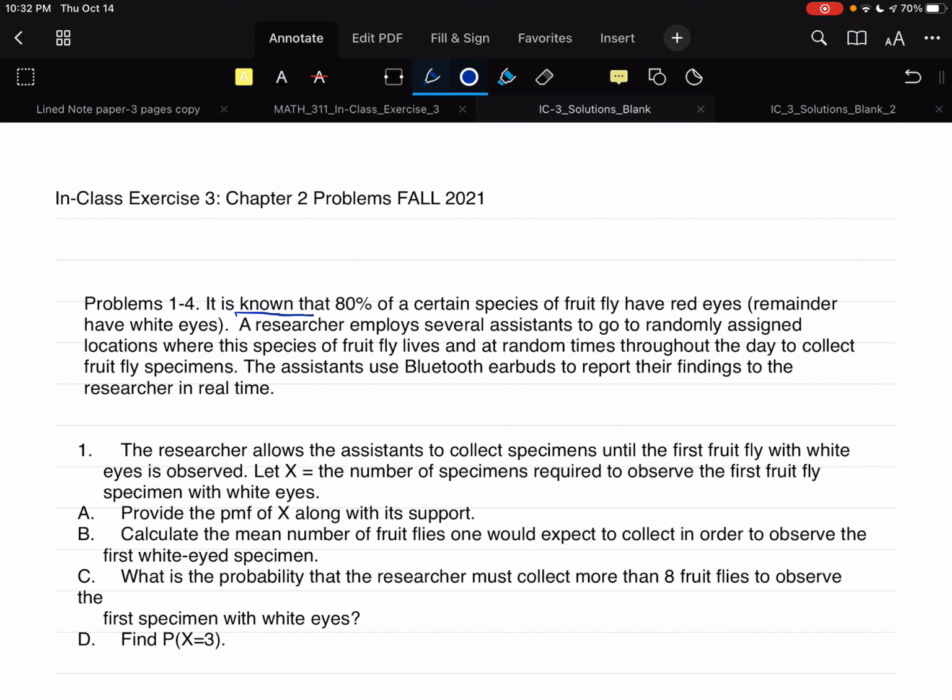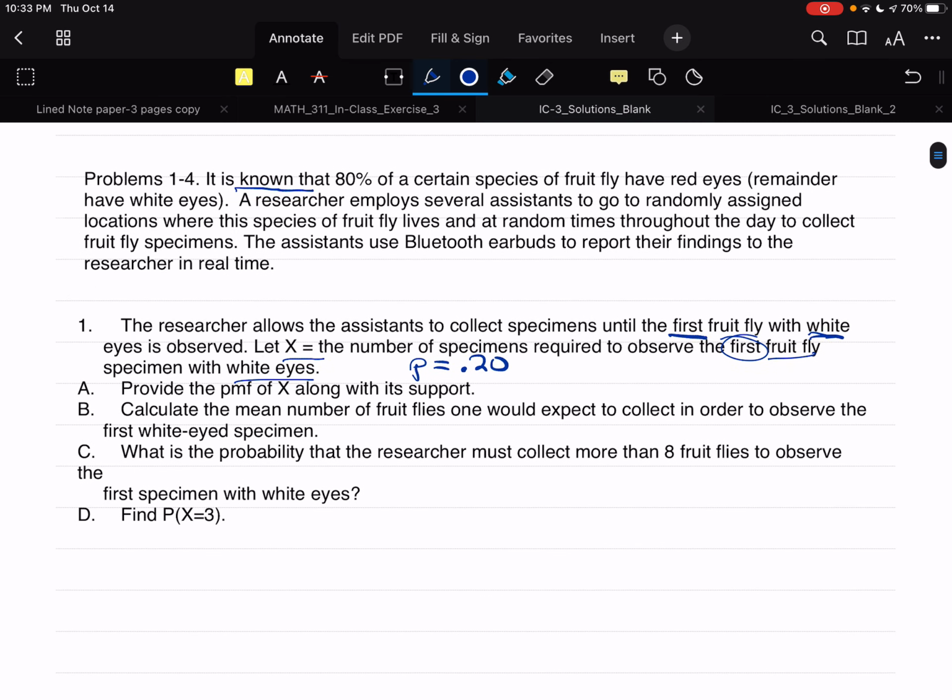So problem number 1 says the researcher allows the assistants to collect specimens until the first fruit fly with white eyes, not red eyes, but white eyes, is observed. And we say to let X equal the number of specimens, these are fruit flies, that have to be collected or observed until we get the first fruit fly with white eyes. Okay? So P is the probability that a fruit fly has white eyes, and that's going to be 0.2. Provide the PMF of X along with its support.